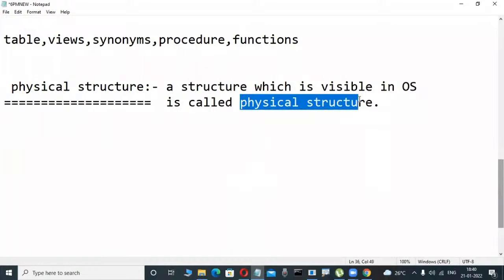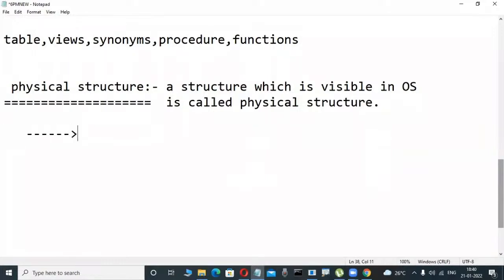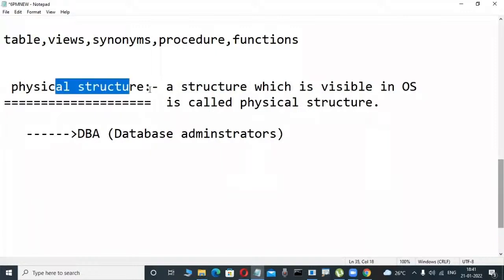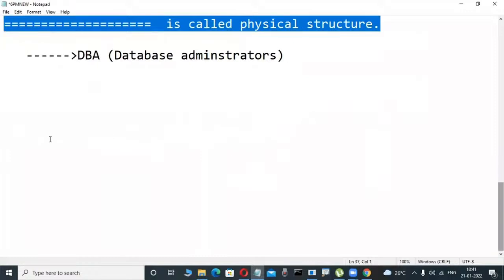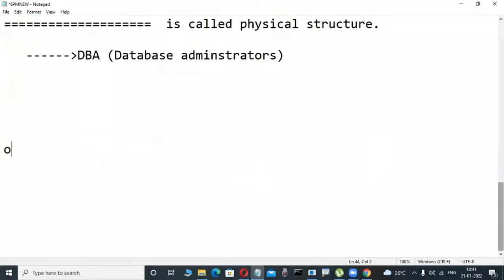But the physical structure, you and I are not working in it. Some different type of persons are working there. Who are they? The DBA, the database administrator. Some other type of persons are there in a project in the database. Those type of persons, database administrators only, are working in the physical structure. Suppose I am an Oracle DBA programmer, for example. Okay, I am learning Oracle DBA. A DBA course is there, don't worry.